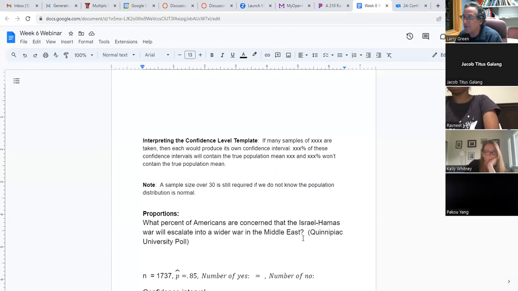So how worried are Americans? Does that make sense? So what we might want is a confidence interval, maybe a 95% confidence interval, on what percentage of Americans are concerned. Because you can do a survey, but that's not going to tell you everyone, right? How many Americans are there, by the way? Do you know? You know how many people are in America?